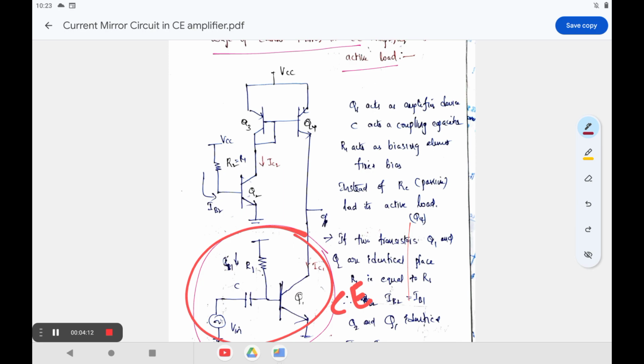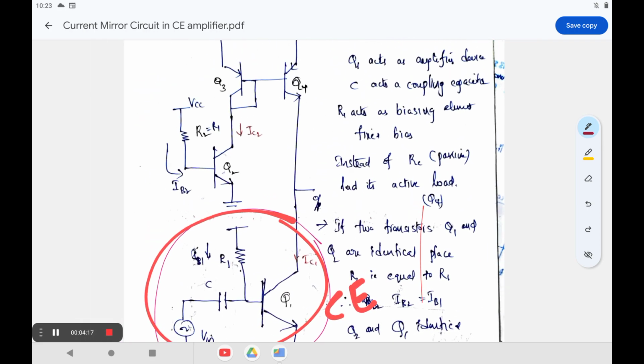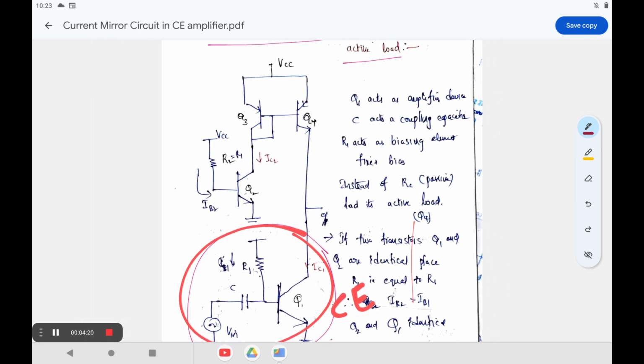Let us see here. The point is that in the common emitter amplifier, the passive element is replaced with active elements. Wherever you are using a constant current source in a common emitter amplifier, that constant current source can be replaced with a current mirror circuit. That is, common emitter circuits can be designed with the help of a current mirror. That is very important, guys.